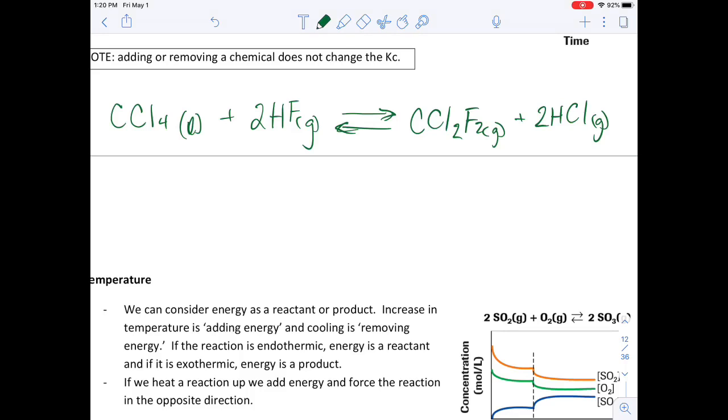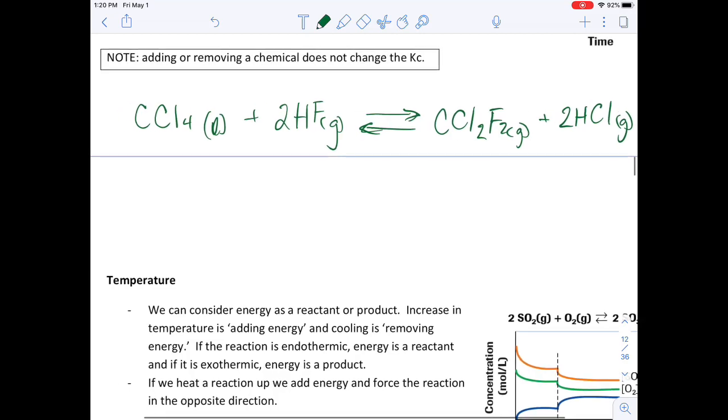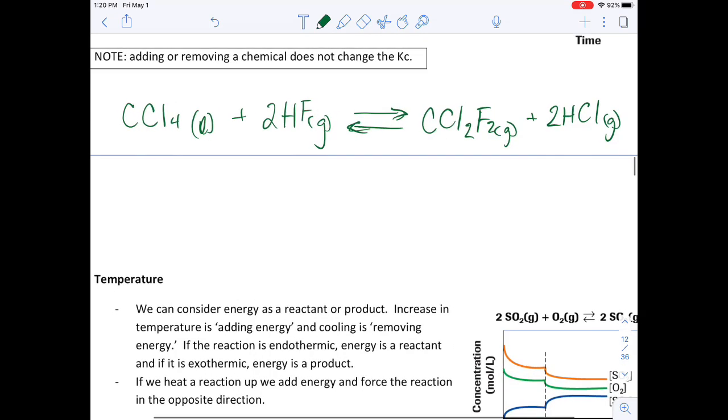In this video, we're going to pick up where we left off with Le Chatelier's principle, and we're going to be worried about temperature. Before we do, I want to just remind you that in the last video we said if we add a chemical that's in the gaseous state or aqueous state, that chemical has a molar concentration, and if we added it, it's going to be used up.